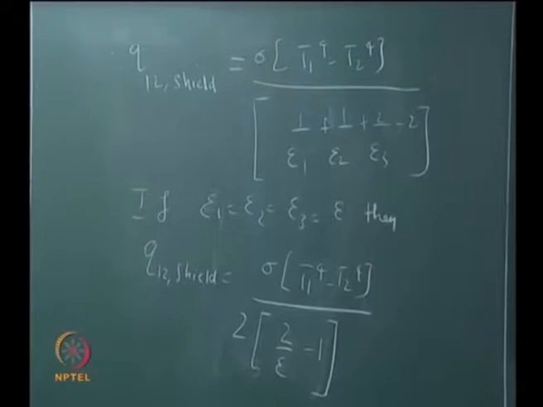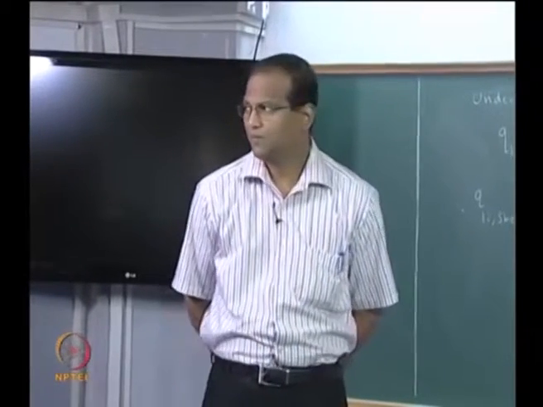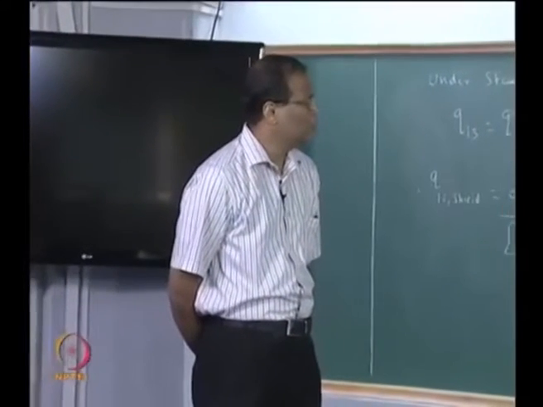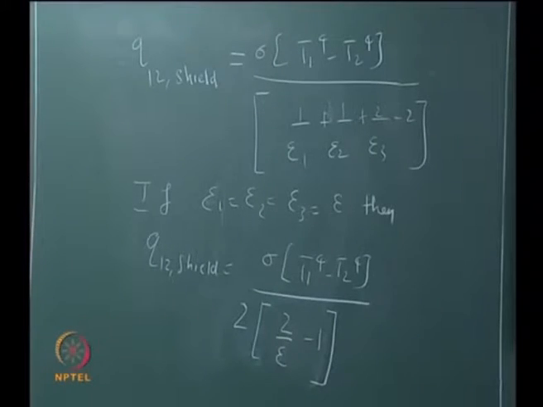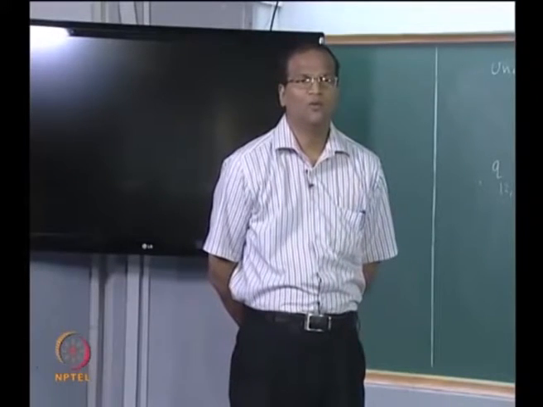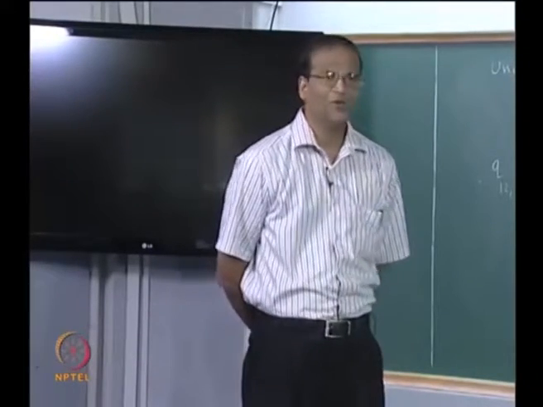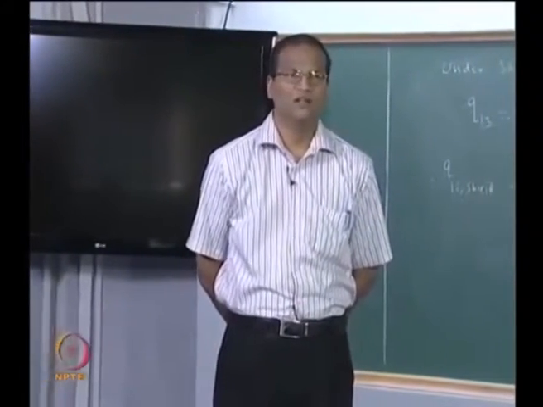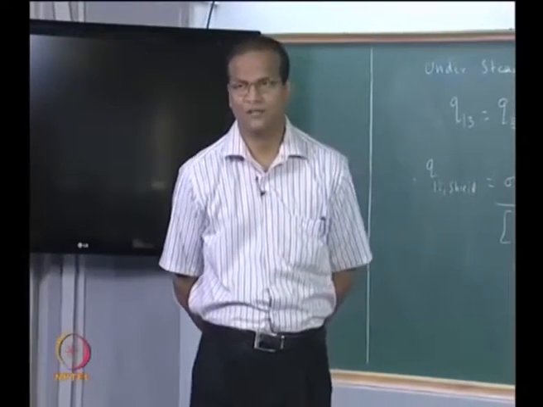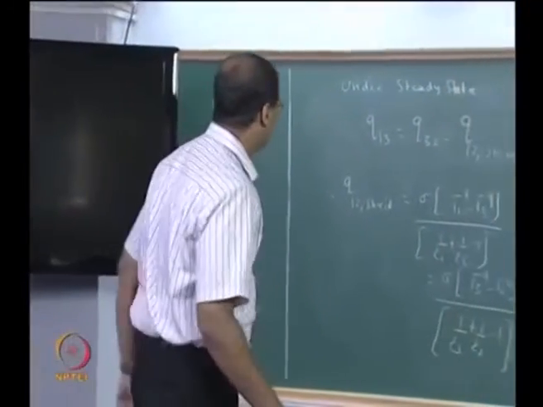Now, if all the epsilons are the same, what will be Q12 no shield? Yeah, if all the epsilons are the same, then Q12 no shield will be sigma (T1 to the 4 minus T2 to the 4) divided by (2/epsilon minus 1). Therefore, Q12 shield is equal to Q12 no shield divided by n plus 1, where n is the number of shields. Okay, is that clear? So we will write it out formally.